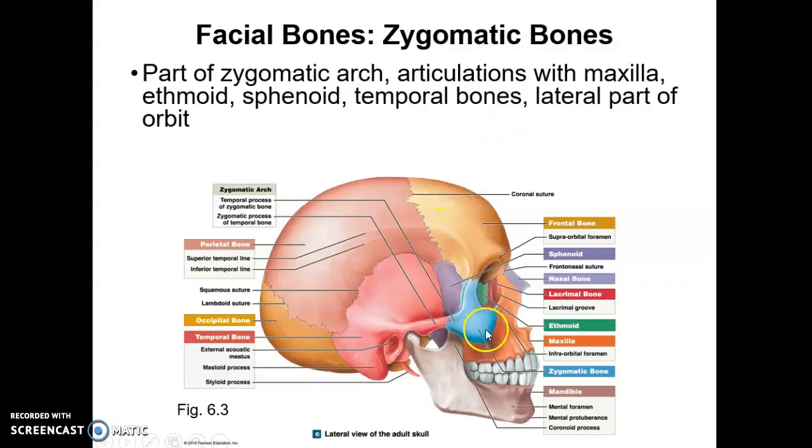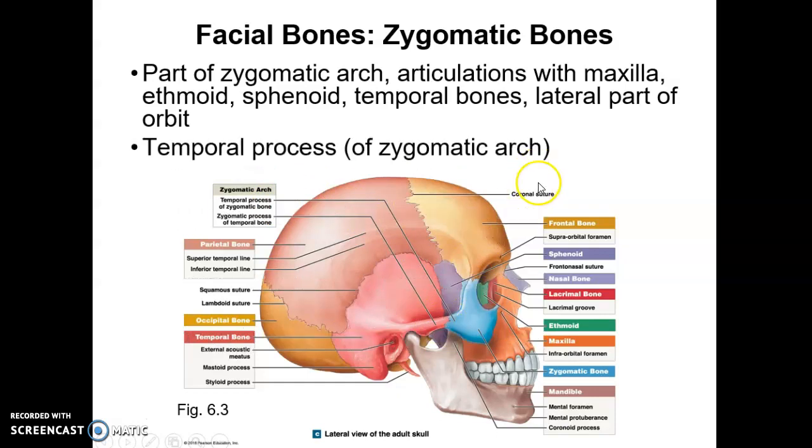And let's move on to the zygomatic bones here. Forms part of the zygomatic arch, part of your cheekbone. Articulates with the maxilla, ethmoid, sphenoid, and forms the lateral part of the orbit. Also articulates with the temporal bone with what's called the temporal process. Just the way the temporal bone has the zygomatic process. There you go, forming the zygomatic arch, comprised of those two processes of the temporal bone and the zygomatic bone there.